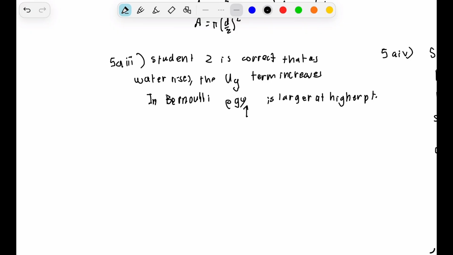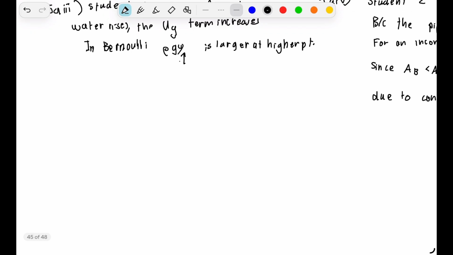And that's right because we have rho gy, and that term is going to have height in it. If we increase the height, that's going to scale that term to be larger. We have an increase in height, so that means that the gravitational potential energy is going to increase.